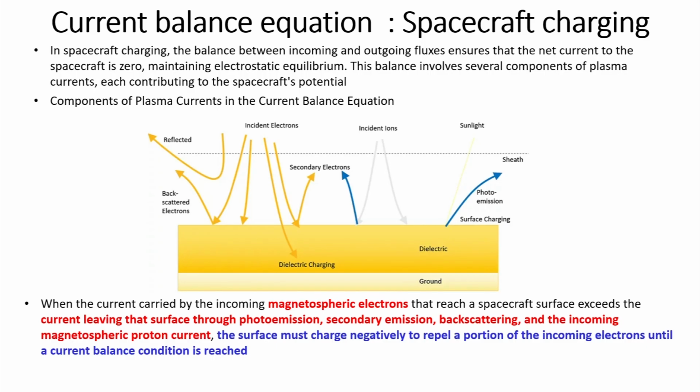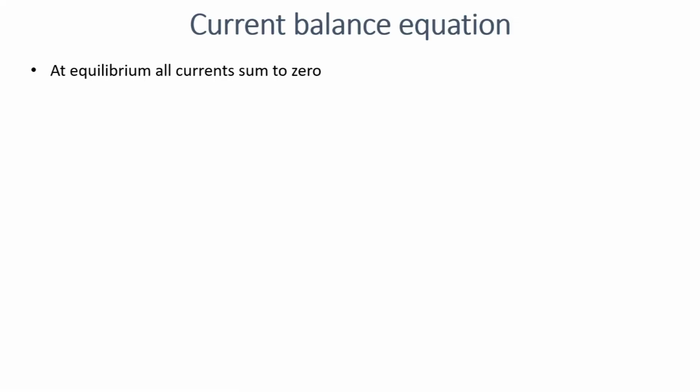So, electrons become an outgoing species and it attracts the positive ions. So, it becomes the incoming species. Now, we will consider all the components to write down the equation, that is the current balance equation. So, at equilibrium all currents sum to 0. You remember this, at equilibrium means when it is charged to a stable potential. When it is getting charged, there will be a net current, that net current is not 0.